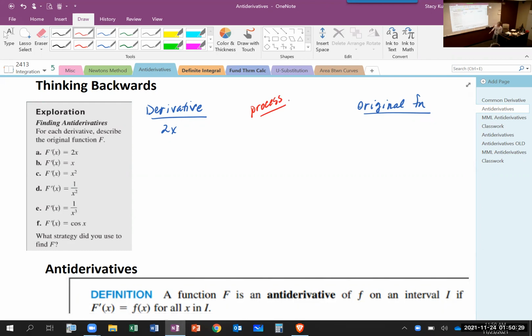There's 3, 4, 5, 6 problems right there. Okay, and I want you to come up with a pattern or a strategy that you see in how you're going from the derivative back to the original function. Mark it, set, go. Putting a timer on this.